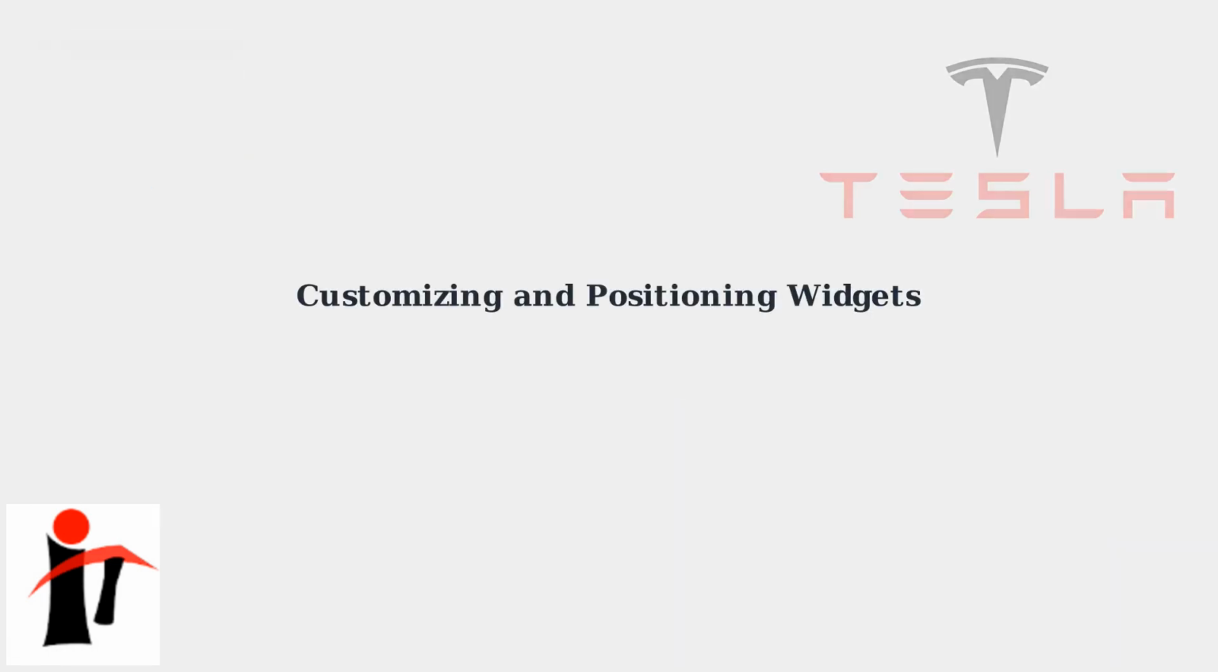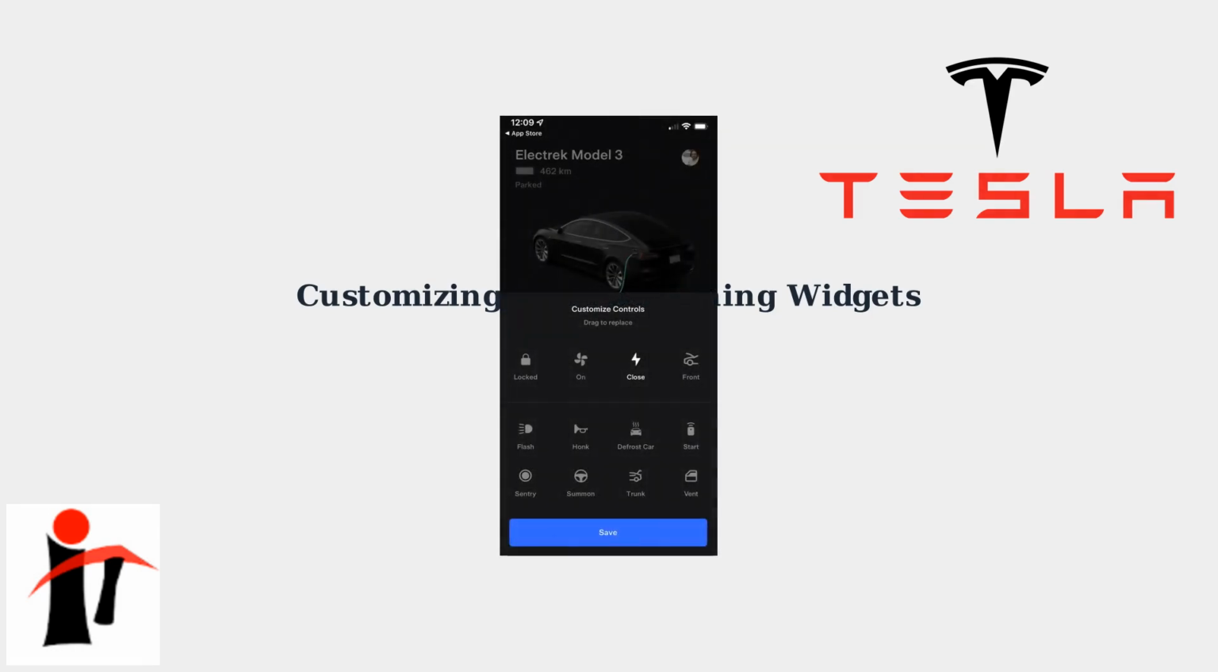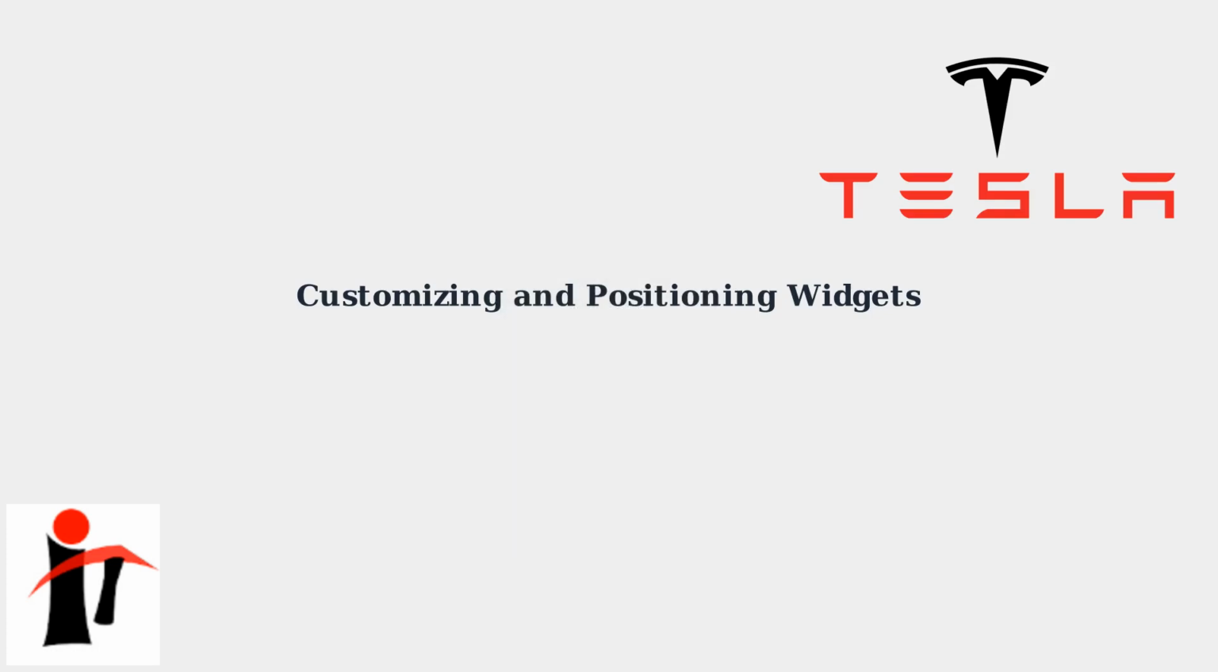Once you've selected your widgets, you can customize their labels and positions on the home screen. Simply tap and hold a widget to move it around. This allows you to prioritize the functions you use most frequently. The Tesla app interface shows your selected widgets on the home screen, like climate control and charging options.